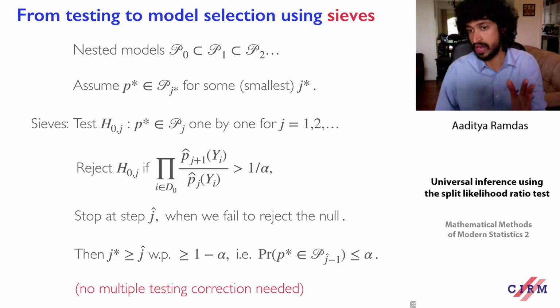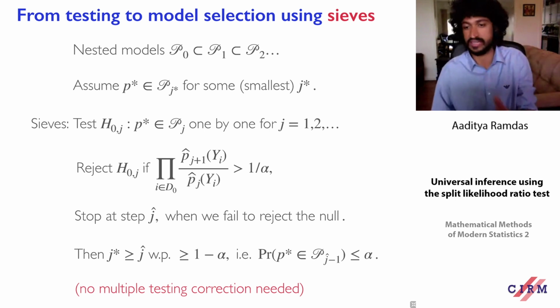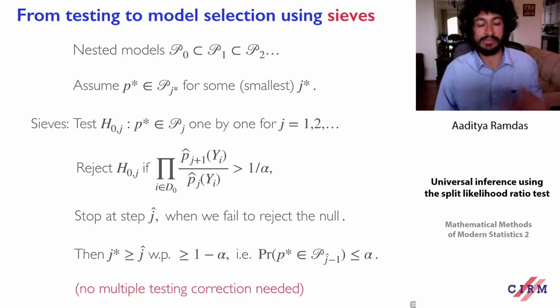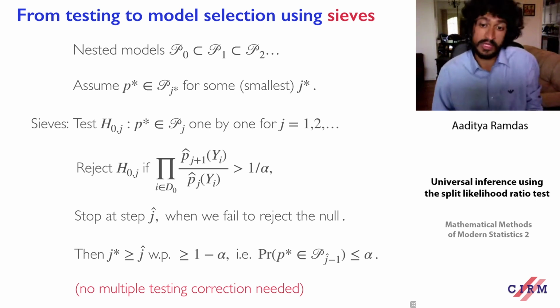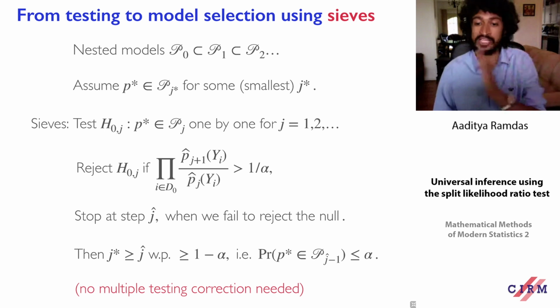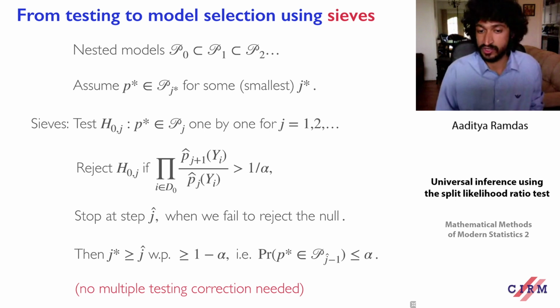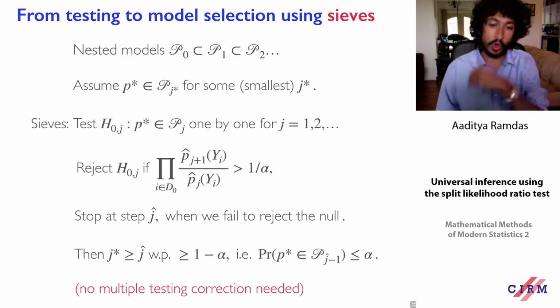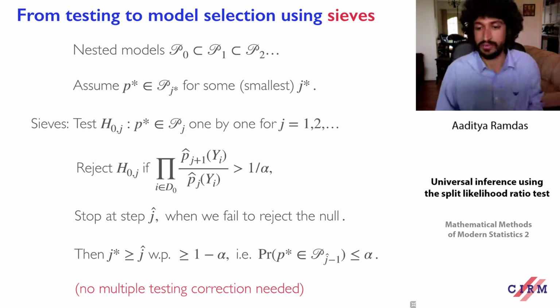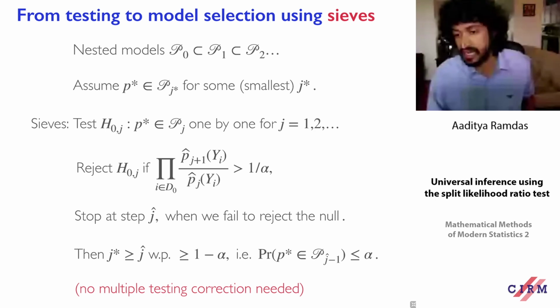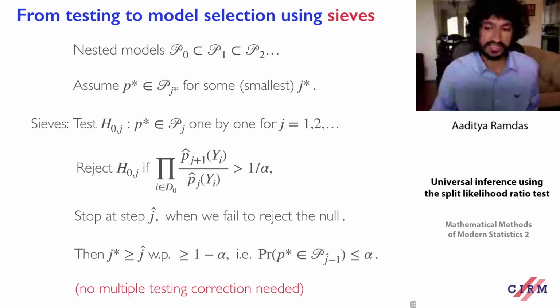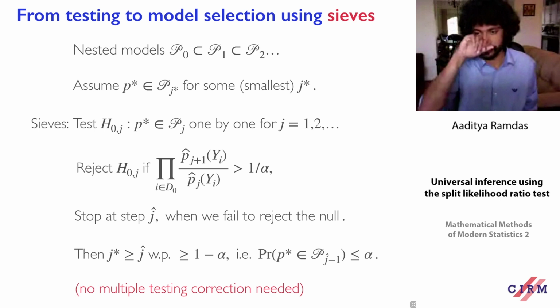Okay, so we test J equal to 1. If we reject, we try 2. If we reject, we try 3, and so on. Keep applying the split likelihood ratio test at each step. And so this could be used to test, for example, how many mixtures are needed. And so the guarantee that we have is that J star is at least J hat, which means we don't go past J star with high probability. That is, the probability that P star is in P J hat minus 1 is at most alpha.